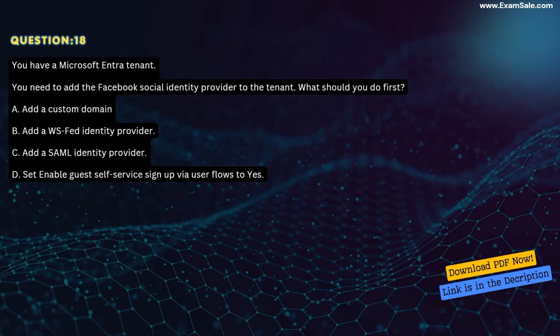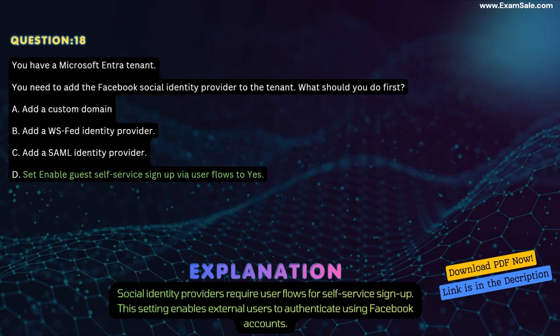Correct answer D. Set enable guest self-service sign-up via user flows to yes. Explanation: Social identity providers require user flows for self-service sign-up. This setting enables external users to authenticate using Facebook accounts.